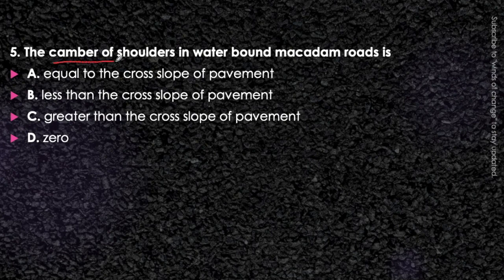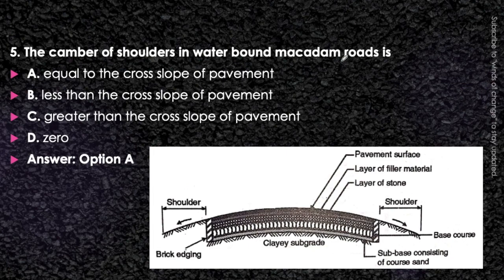Usually we talk about the camber of the pavement. Here it is being asked about the camber of the shoulder in case of the WBM, that is water-bound macadam road. Can you guess it? It is equal to the cross slope of the pavement. The shoulder is also designed at this camber only, which is for the pavement. Okay, so this is the case of the water-bound macadam.